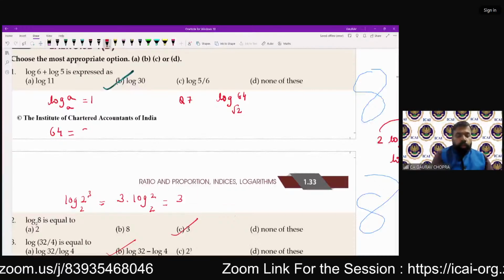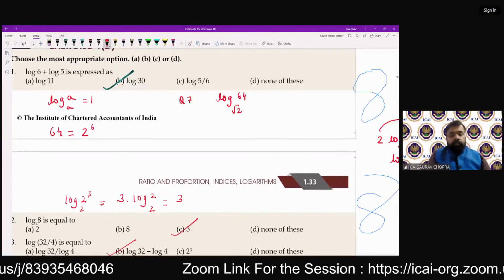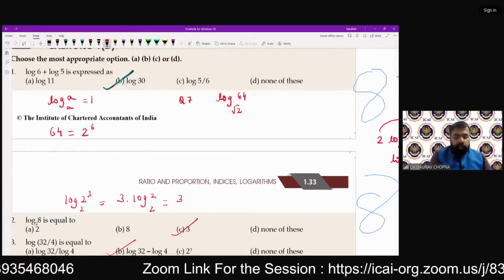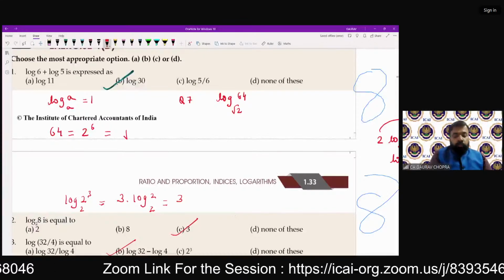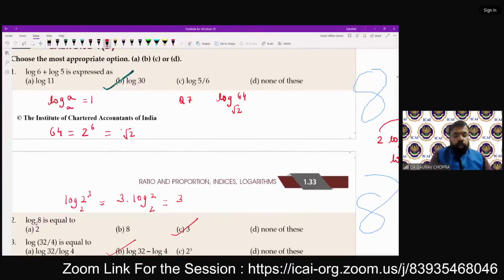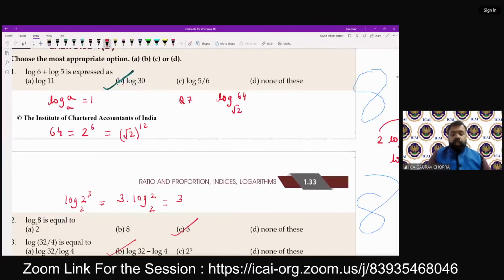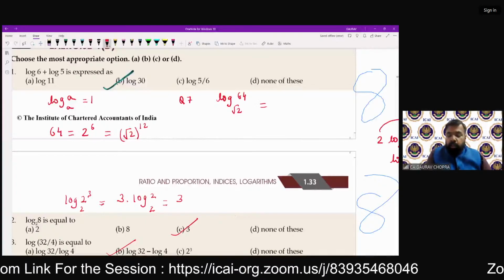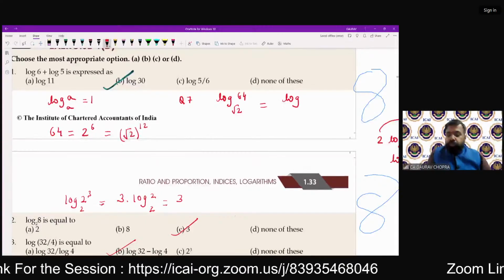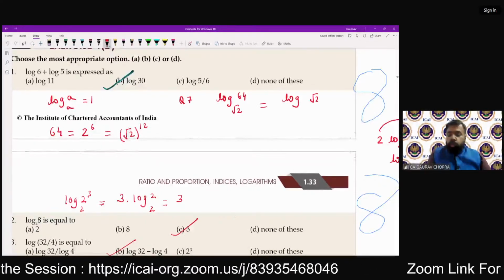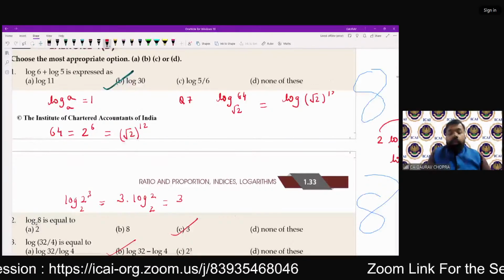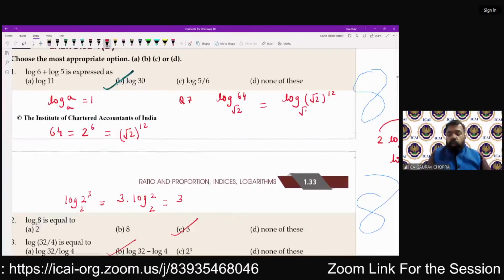तो 64 मीन्स 2 to the power of 6, राइट? एंड इसको अगर हम रूट 2 की फॉर्म में लिखें तो इट विल बी रूट 2 टू द पावर ऑफ 12 बेसिकली। तो हमने लिखा log of root 2 to the power of 12 to the base of root 2.